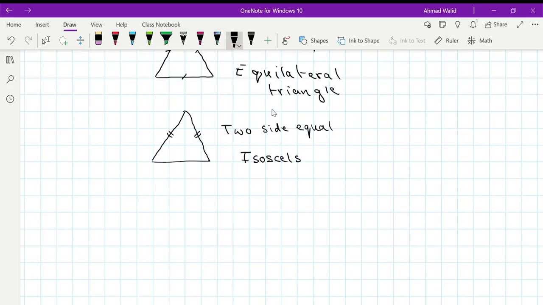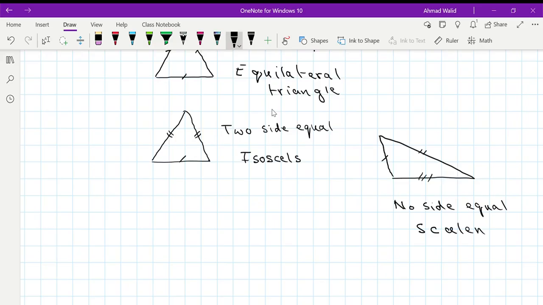And if three sides are different, something like this, one like this, one like this, one like this, all three sides are different. You see, I'll put here three lines. We call this one, or you can say no side equal, we call this triangle scalene. Scalene triangle. Correct?